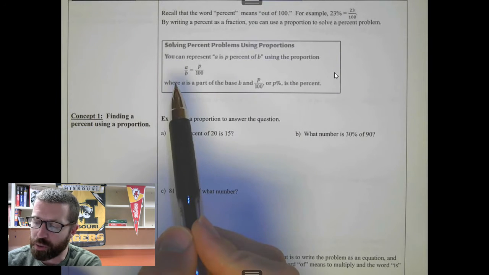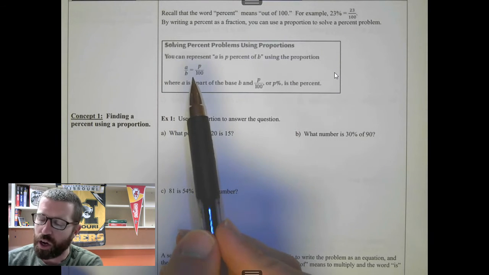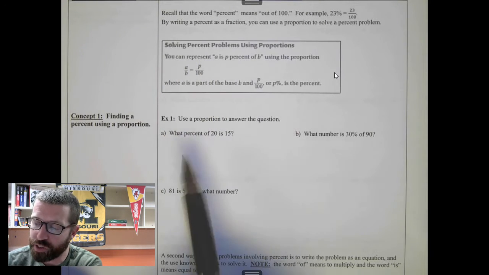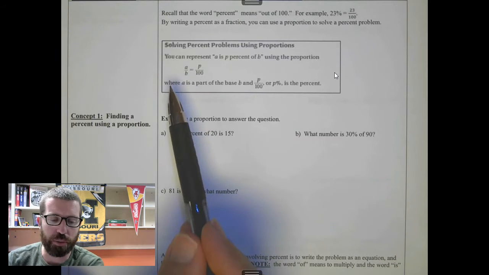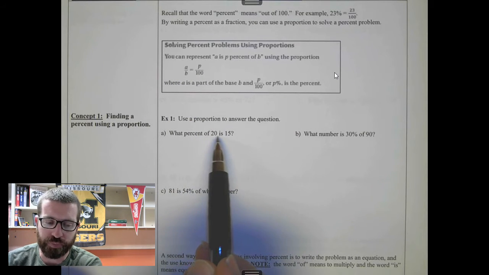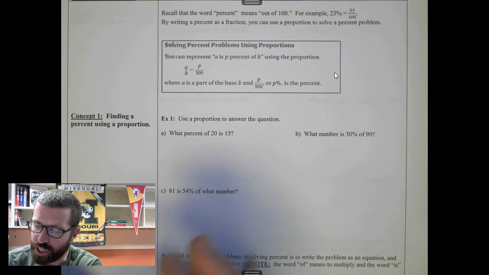Anytime you have a math definition like this, it's pretty tough to work through and pretty tough to understand without seeing an example. So read the definition, usually quickly the first time, and then try to work some examples out, which we'll do now. And then if you need to go back to the definition, you can. So we want to know what percent of 20 is 15.